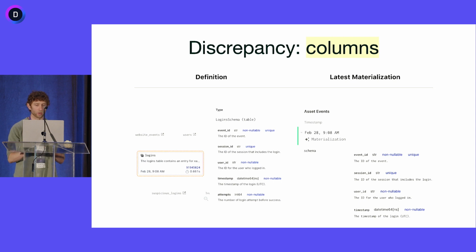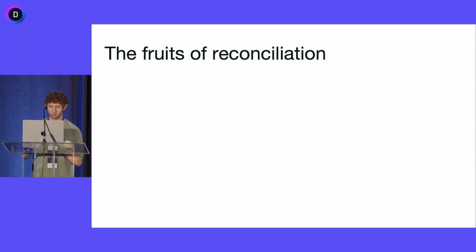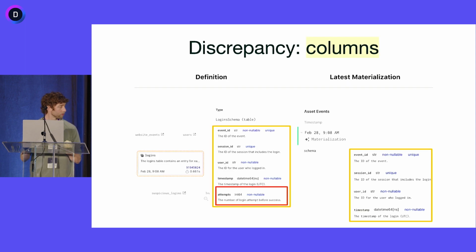A fourth discrepancy is when the metadata on an asset definition doesn't match the metadata from its latest materialization. So here's an asset whose definition includes metadata describing the set of columns that it's expected to contain. Every time we materialize the asset, we record the columns that were included in the materialization. If the asset is fully reconciled, then these two lists of columns should match. But in the case up here, they don't match. The definition includes a column that the latest materialization does not. So we need to take some action in this case to resolve them.